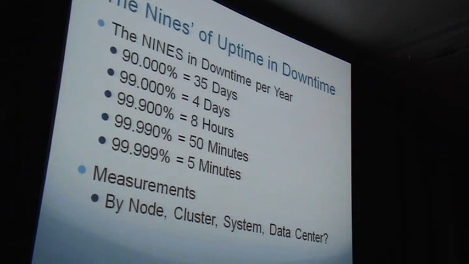So everybody always wants to say, well, what does the nines actually equate to in downtime? So downtime per year, 1 nine means that your system can be down for 35 days, which is absolutely horrible.